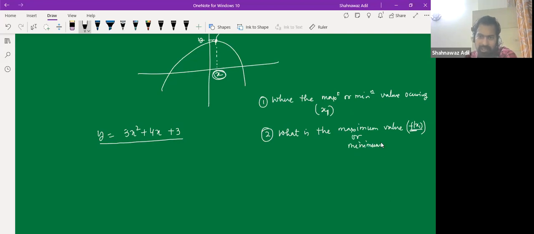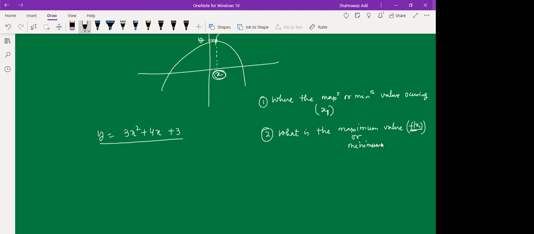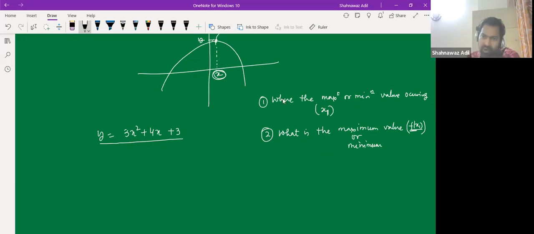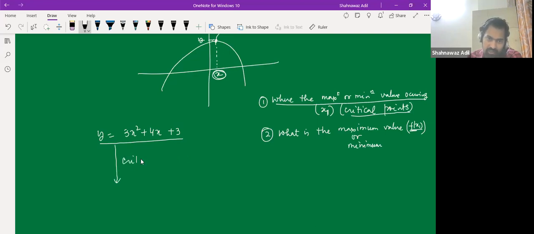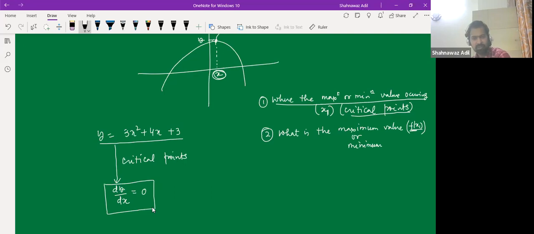Is this point clear, guys? Yes, sir. So how do we calculate that? These are called the critical points. Okay, so critical points. How do we calculate the critical point? To calculate the critical point, we differentiate the function and put it equal to 0. So this is how we get the critical points. Is this part clear?